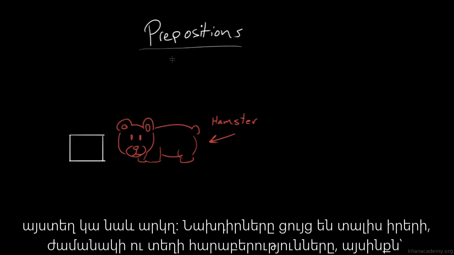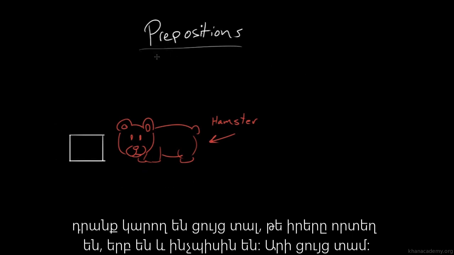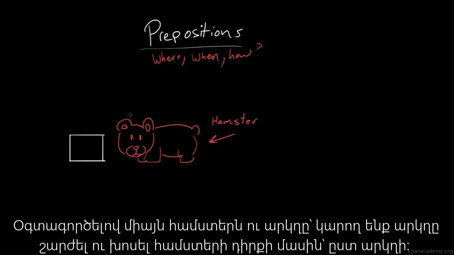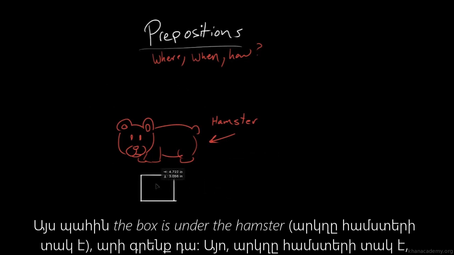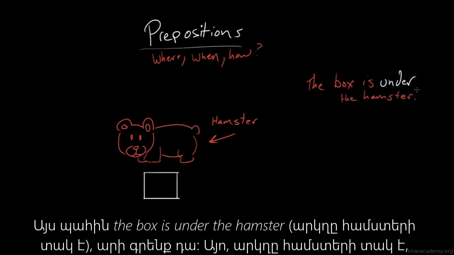So what prepositions do is they establish relationships between stuff in place and time. So it can show us where things are, when things are, and how things are. Let me demonstrate. Using just this hamster and this box, we can move this box around and talk about how the hamster relates to the box, right? So right now, the box is under the hamster. Let's write that down. Right, the box is under the hamster.